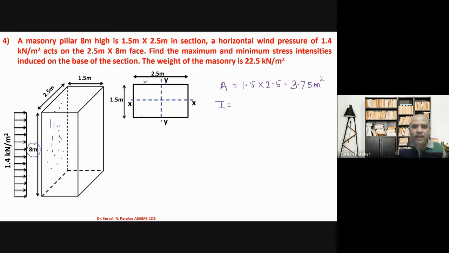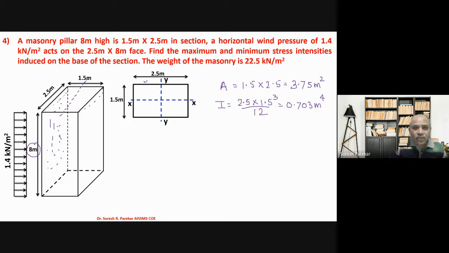Now which I we have to find? So it will bend in this fashion, and as it is bent in this fashion, we have to find about this axis, which is bisecting 1.5 meter. So we have B will be 2.5, D will be 1.5, and I = BD cube by 12, and this value we will get as 0.703 meter to the power 4.